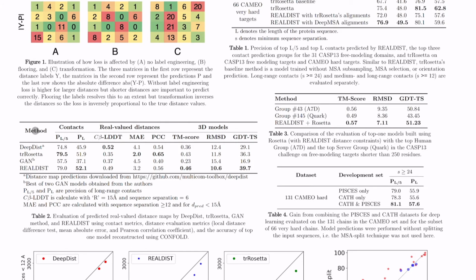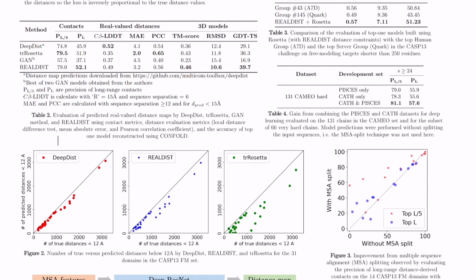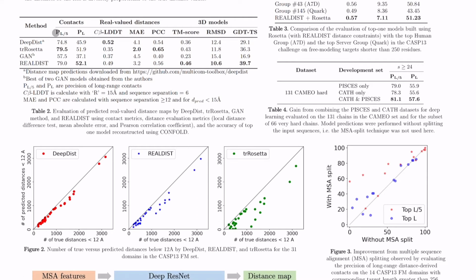We also evaluated real value distances using some new metrics and compared REALDIST with some of the methods out there like DIPDIST, TR Rosetta, and GAN. Some of the methods have similar precision, but GAN has a much lower precision. In the paper, we discussed this, but then we also evaluated using these distance metrics: carbon beta LDDT, mean absolute error, and Pearson correlation coefficient.